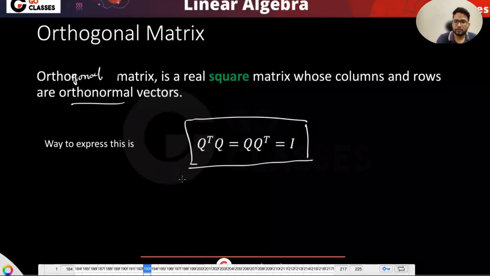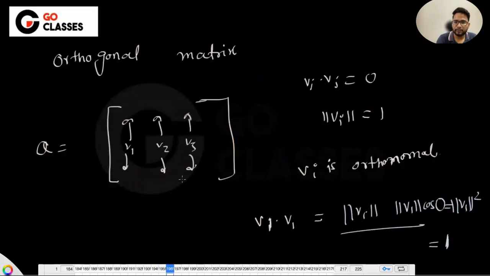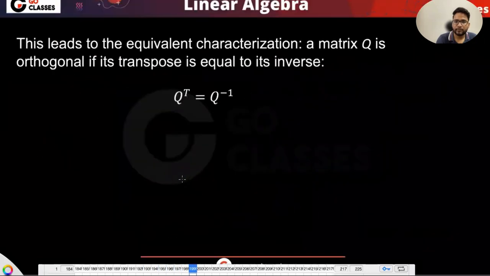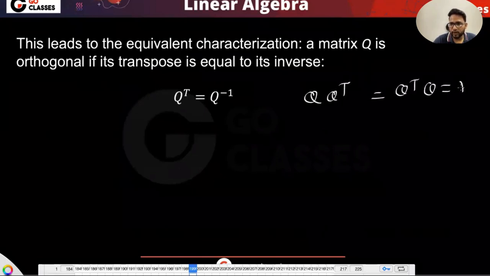Now, if this is clear, then please tell me, can I say that if Q into Q transpose equals Q transpose into Q equals identity, then Q transpose is the same as Q inverse? Why? Because you can just multiply Q inverse on both sides and you will get Q transpose is the same.